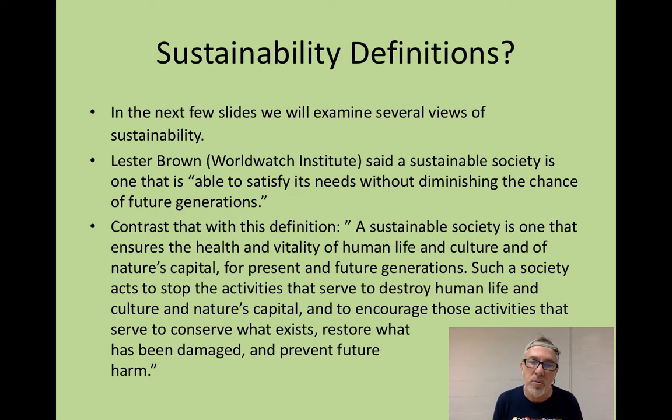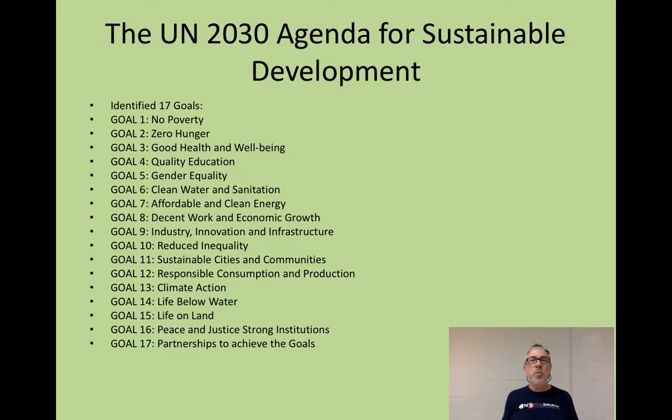Because right now, we're not conserving that much. We're not doing a lot of restoration, except locally in a few places. And we're certainly not preventing future harm. We're really leaving it to future generations to figure out how to live sustainably. Okay, now I want to go on next. The United Nations has the 2030 Agenda for Sustainable Development. And in that agenda, which was put forth, I believe, in 2015, they identified 17 goals.